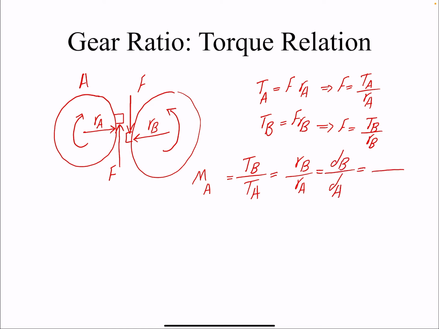And from the previous slides, we know that's NB over NA. So if you're going from a smaller gear to a larger gear, your speed is decreasing, but your torque is increasing. Depending on the application, you would decide whether you're interested in increasing or decreasing your speed. As I said before, in most cases you are trying to increase the torque. Increasing speed, high speed, is easy to achieve.